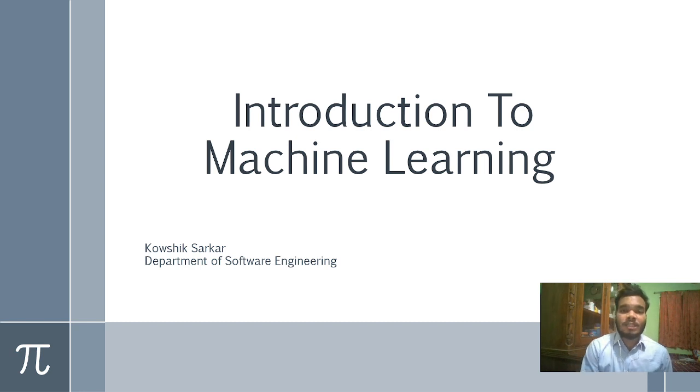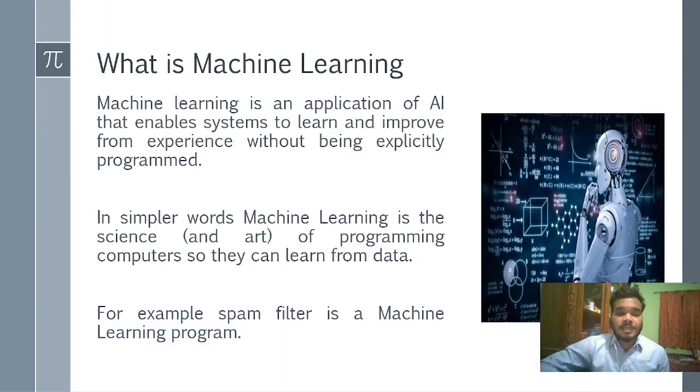Today I'm going to take a short class on Introduction to Machine Learning. So what is machine learning? Machine learning is an application of artificial intelligence that enables systems to learn and improve from experience without being explicitly programmed. In simpler words, we can say that machine learning is the science of programming the computer so that they can learn from their own data.